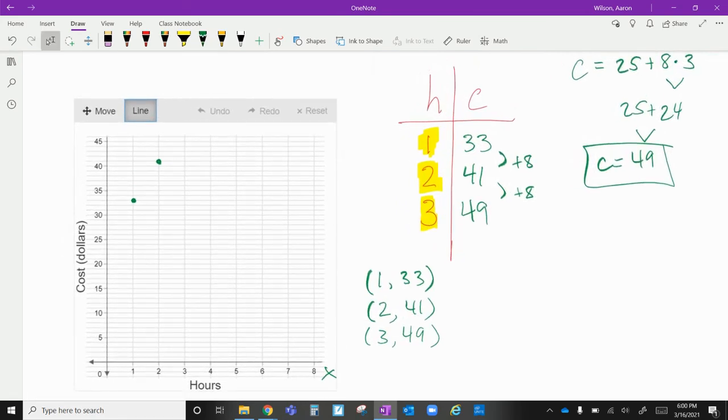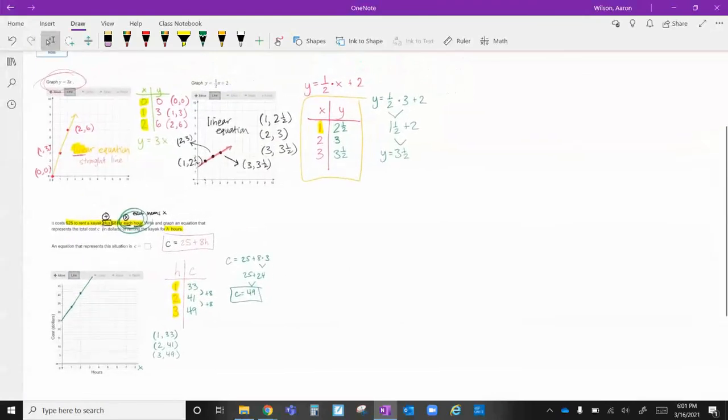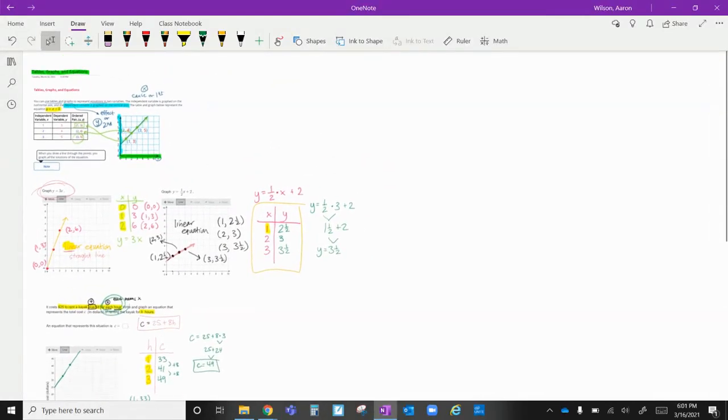We don't have enough space on our coordinate plane to plot it, but it would be 3 hours and 49. If we connect these two dots, we'll kind of get an idea of where it should be, right? So that would be plotting the equation. All right, so that was everything. That was taking a look at tables, graphs, and equations.